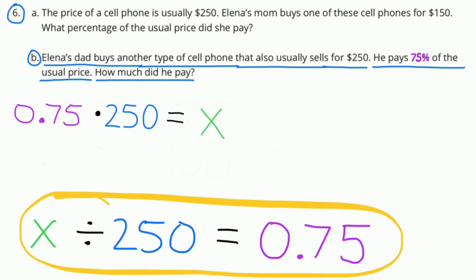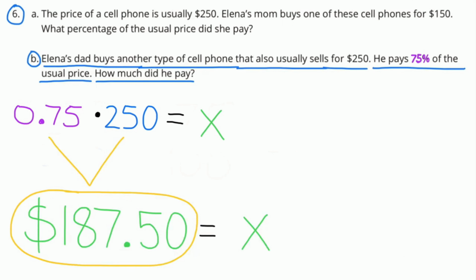We can figure that out by multiplying 75 hundredths by 250. That'll give us the price he paid. 75 hundredths times 250 is $187.50. He paid $187.50, which was 75% of the usual price of the phone.